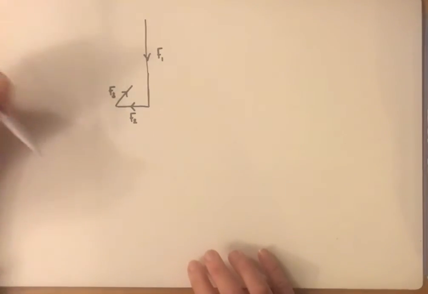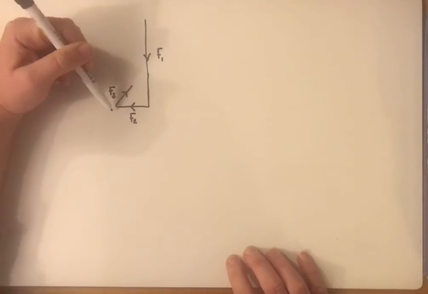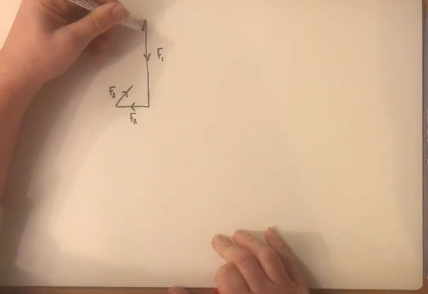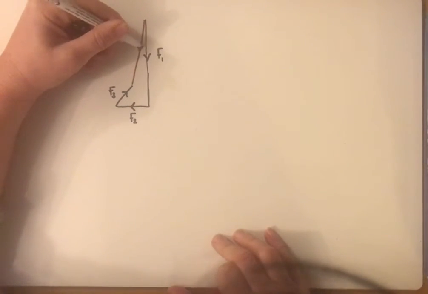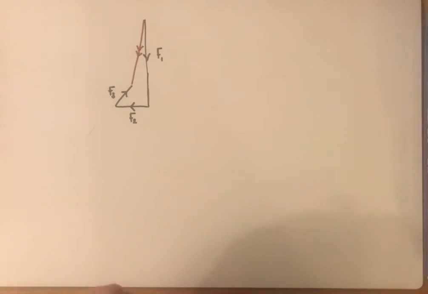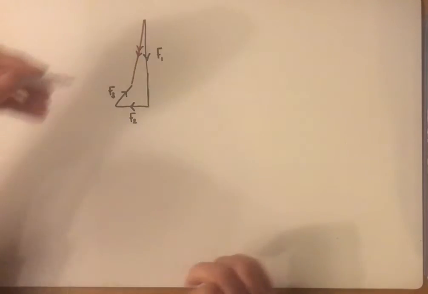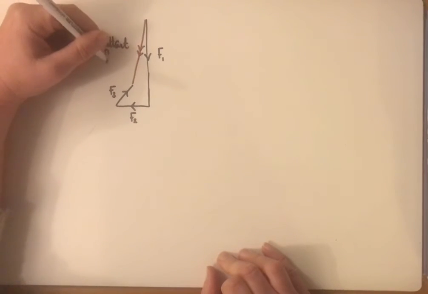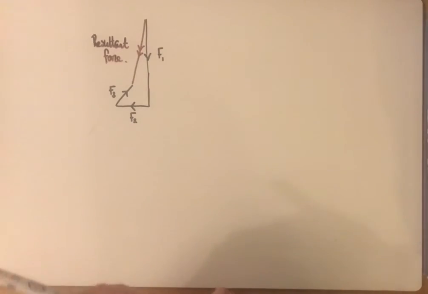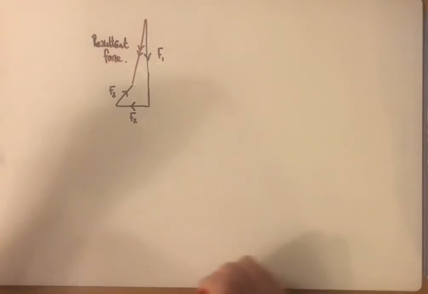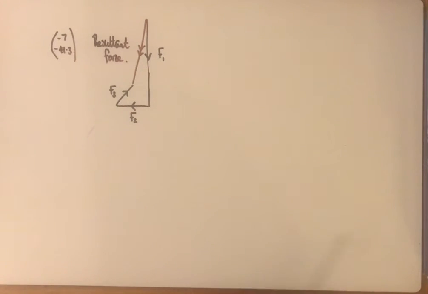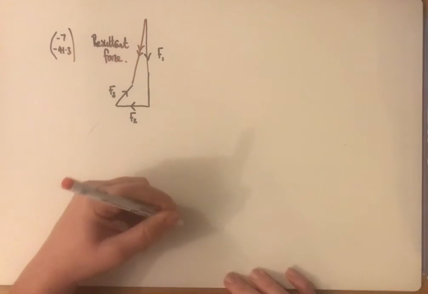So the result of all these three forces acting together, you put them end to end when you add vectors together. And the resultant force is this one here, which takes you down like so. And so that resultant force is equal to (-7, -41.3).